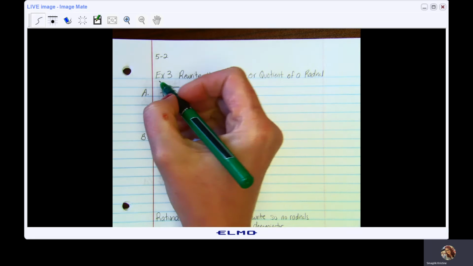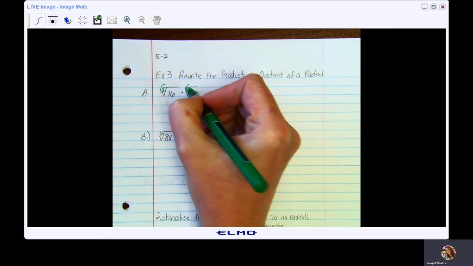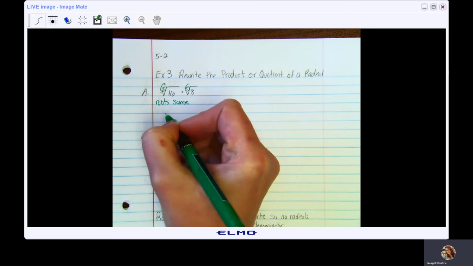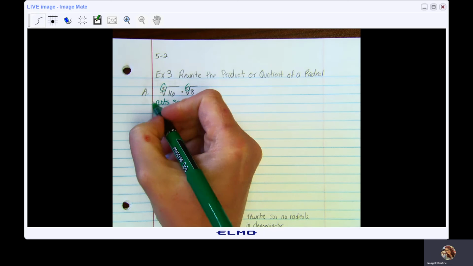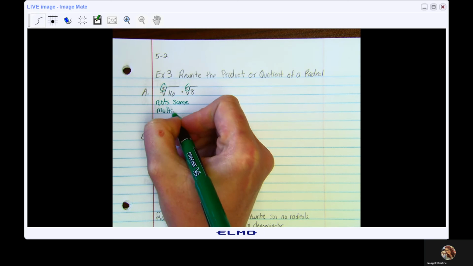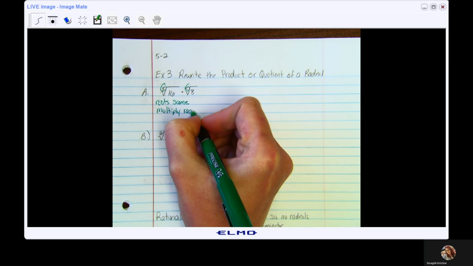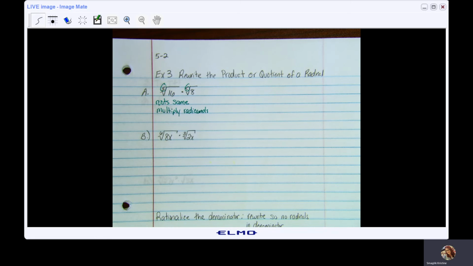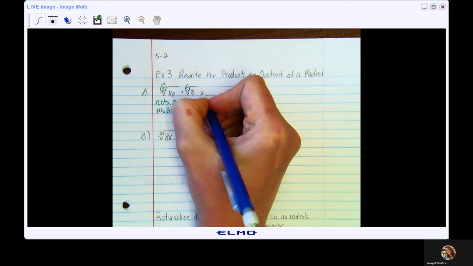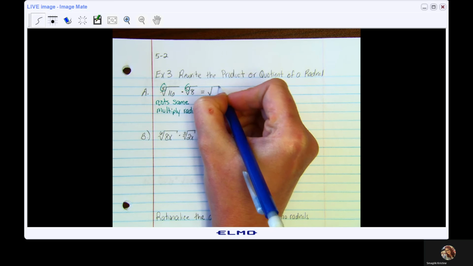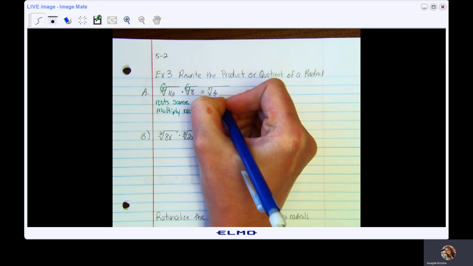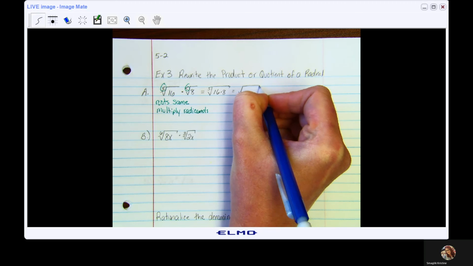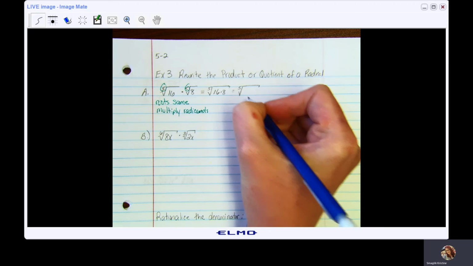Take notice here, my roots are the same. So what you're going to do is you'll just multiply the radicands. So here we can combine. We've got the fifth root of 16 times 8, which is the fifth root of 128.